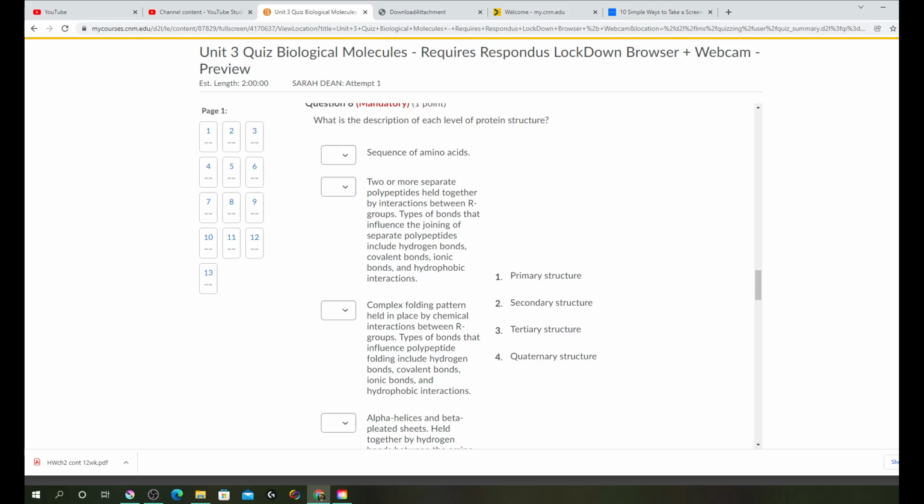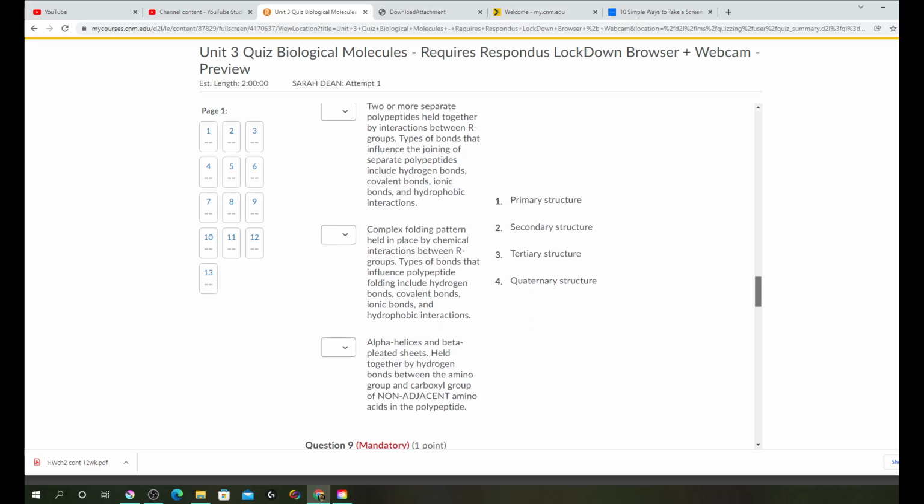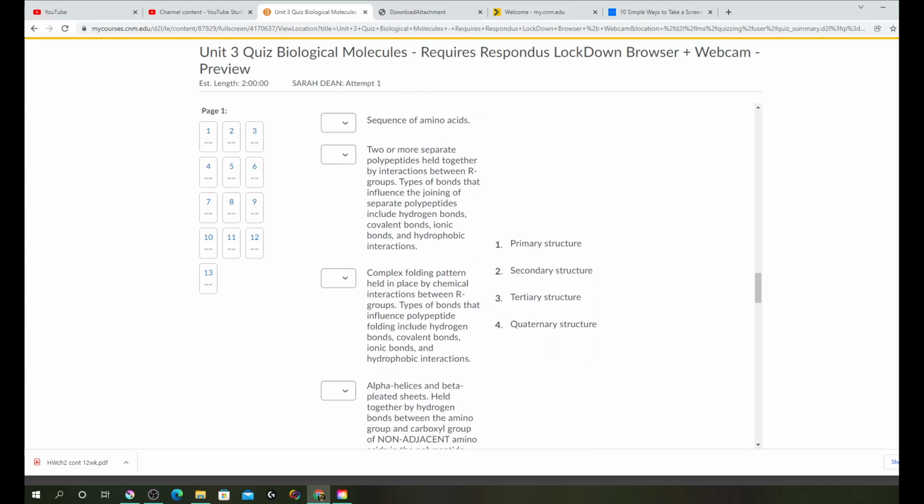Primary structure is the first level of structure. So what's going to be the most basic level of structure? A protein is a sequence of amino acids, right? And there are 20 amino acids. Again, if you don't know that, then watch the video. The options are: the sequence of amino acids in the chain, or two or more separate polypeptides held together by interactions between R groups, or complex folding patterns held in place by chemical interactions between R groups, or alpha helices and beta pleated sheets held together by hydrogen bonds between amino groups and carboxyl groups of non-adjacent amino acids. Well, the very basic level of structure is going to be just the sequence.